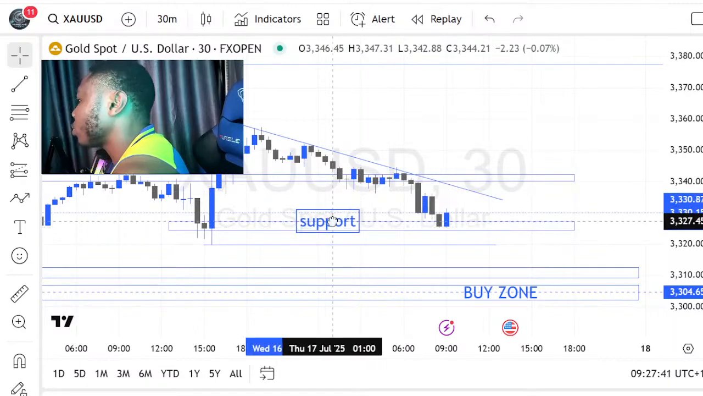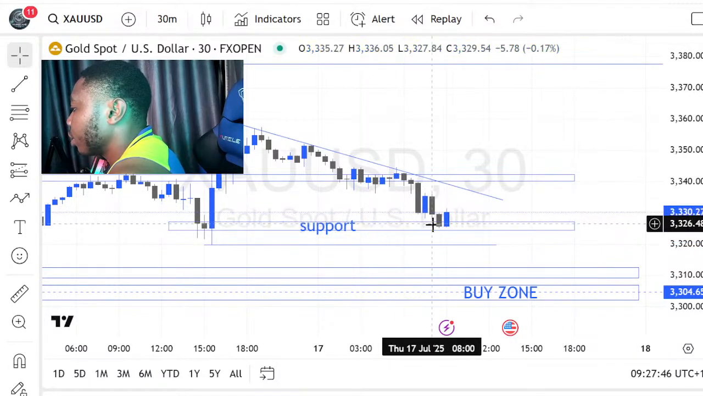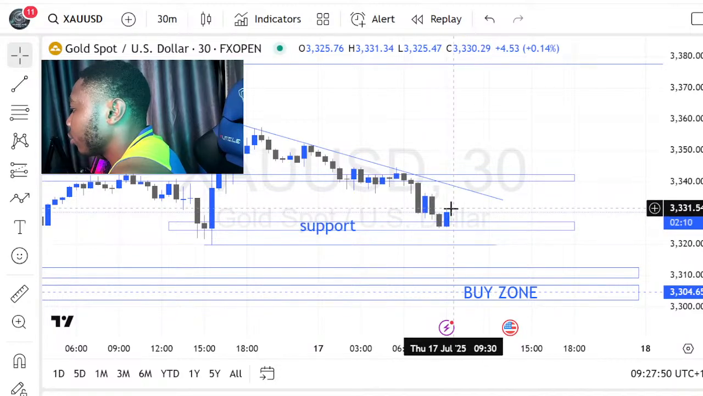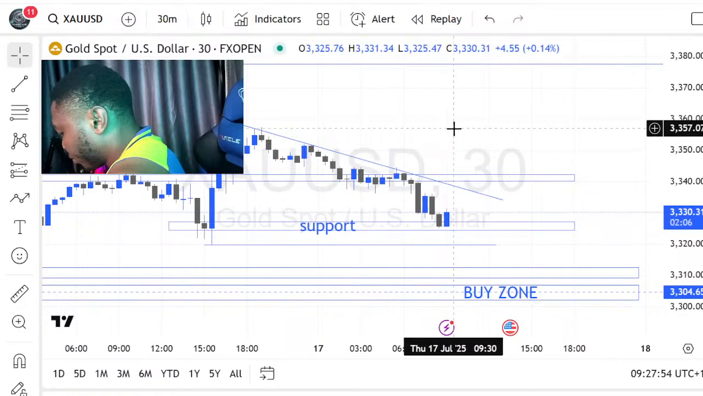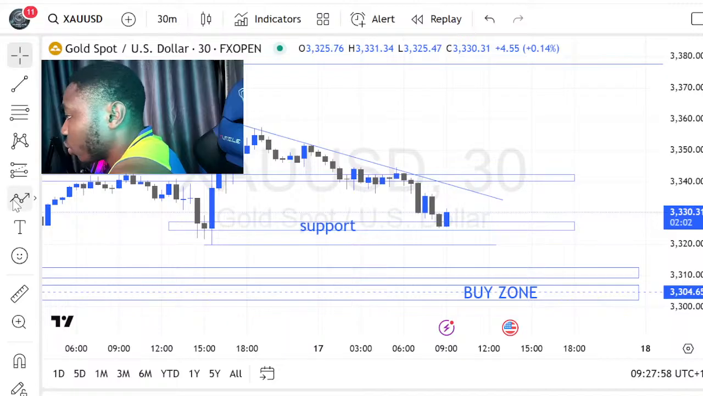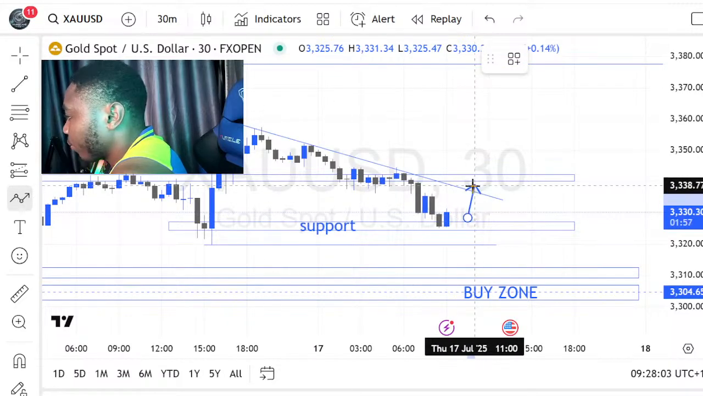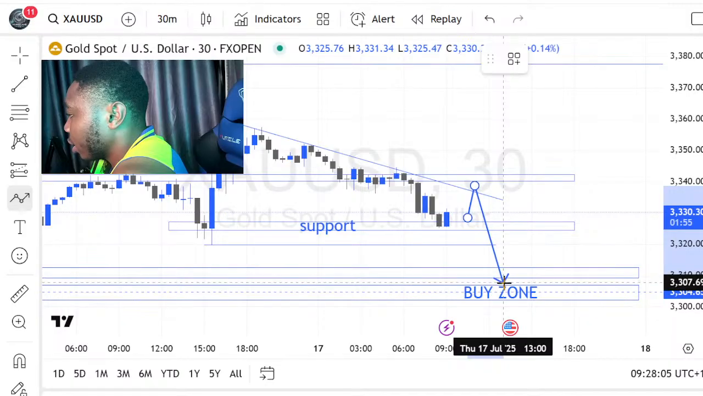Just because we have this support doesn't mean it's going to respect it. It only respected it for this moment and has given up to 60 plus pips. So I don't think it's even going to respect that more. So it's just to be patient. Can have something like this, gold coming back here. Okay.